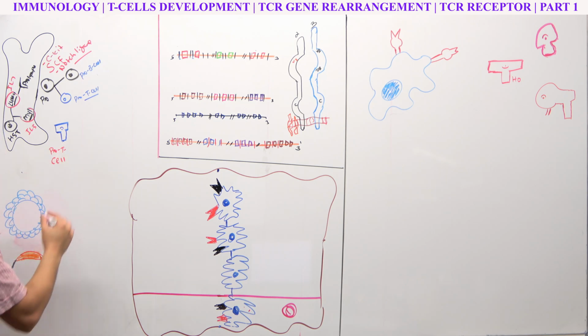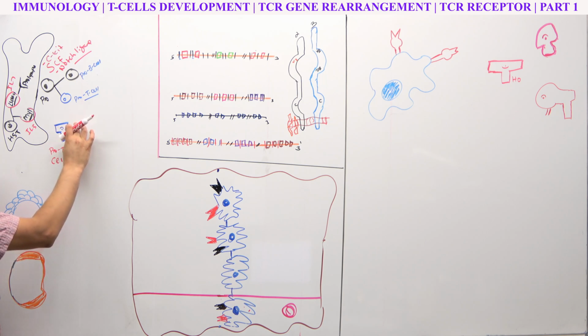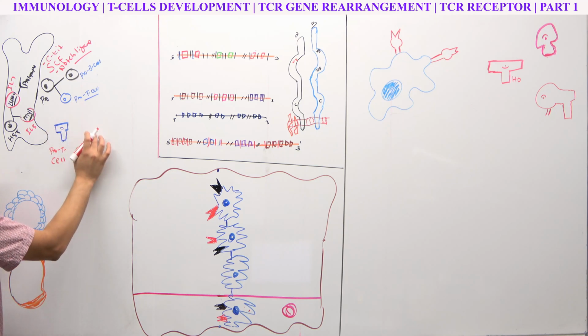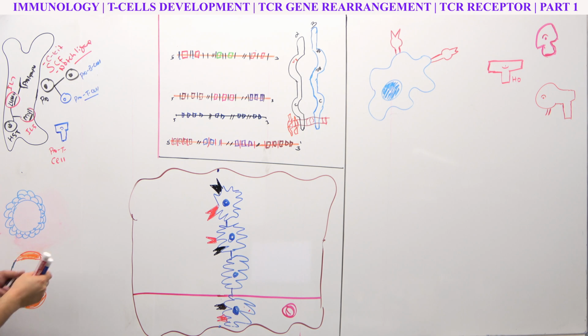In the pro T cells right now, what is going to happen? There's nothing there. There are no markers. So it is a very, very early stage of the pro T cell. And what is going to happen with the pro T cell?